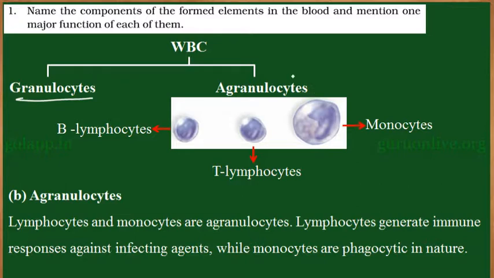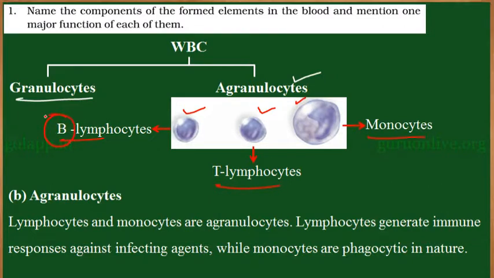Now the next type of cells in WBC are agranulocytes. So here the cytoplasm of these cells is clear. They do not have any granules or any chemicals in the cytoplasm. So we call them agranulocytes. So totally there are 3 different types of agranulocytes. The largest one is monocyte and the other 2 cells are called lymphocytes, B lymphocytes and T lymphocytes.